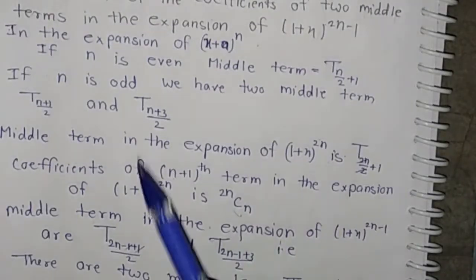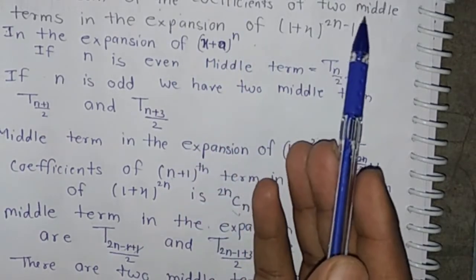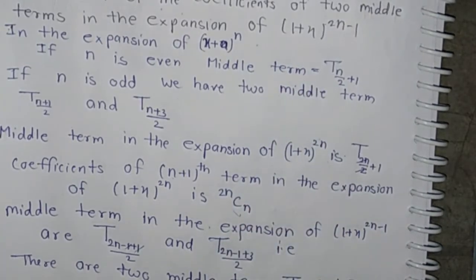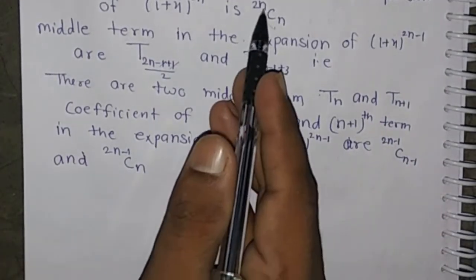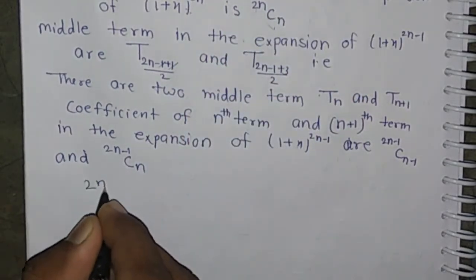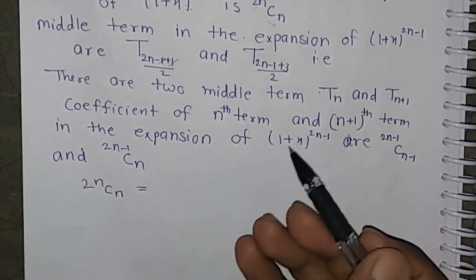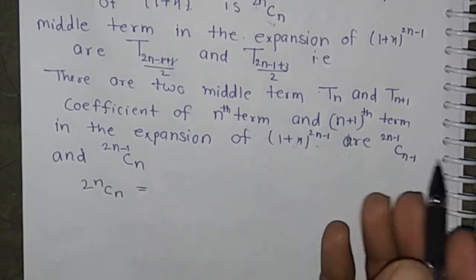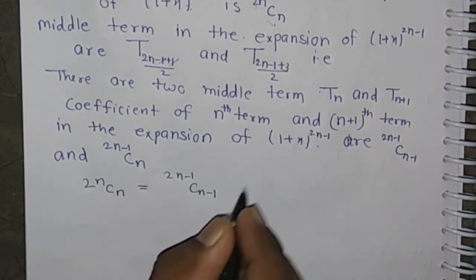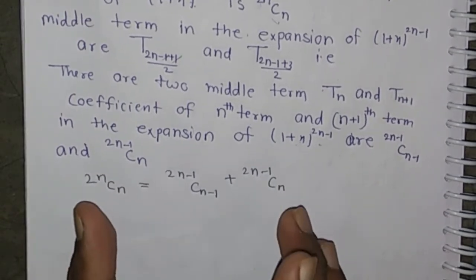Now we have to show that the coefficient of the middle term in the expansion of (1 + x)^2n is equal to the sum of the coefficients of the two middle terms in the expansion of (1 + x)^(2n-1). Means we have to show that 2n C n equals 2n-1 C n-1 plus 2n-1 C n, and we have to show that this relation is true.